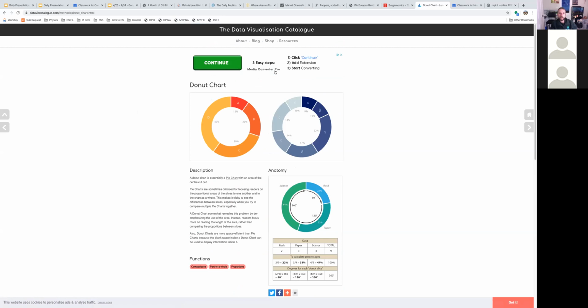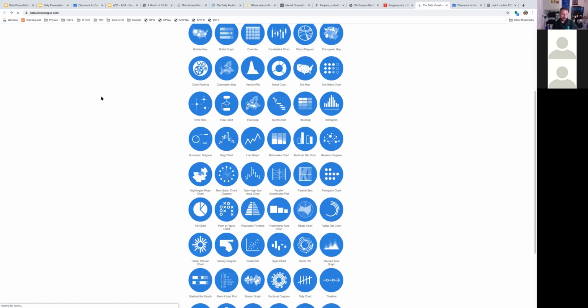Google Sheets makes donut charts. Has nothing to do with donuts other than the fact that it has a hole in the middle. But these are pretty cool. And this one actually breaks it down to the data itself as to how you would need to separate out the data in order to make the donut chart. Any of these other ones that you want to see in more detail?